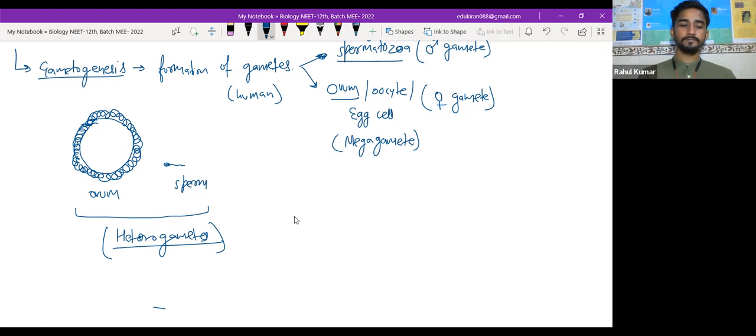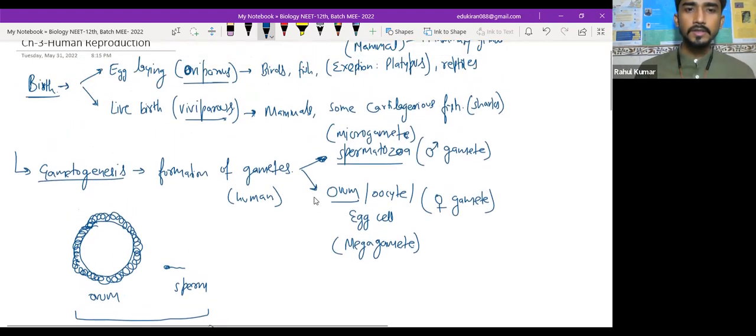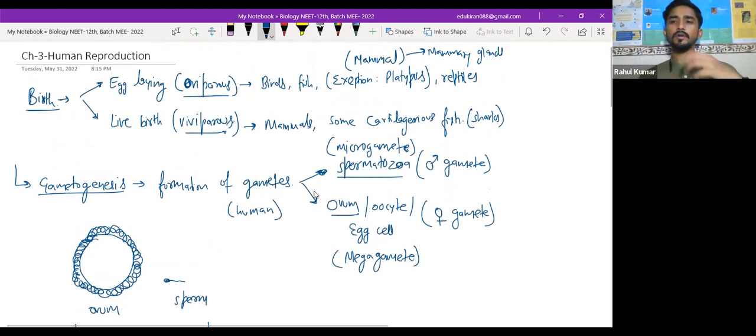Is it clear? Now, in humans, after birth, are humans sexually mature right after the birth?